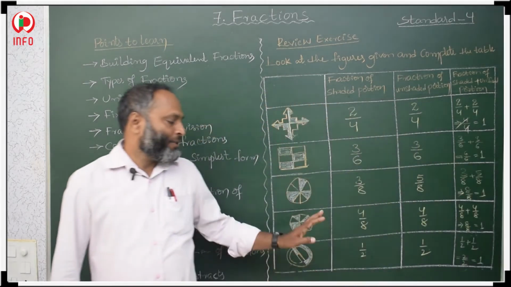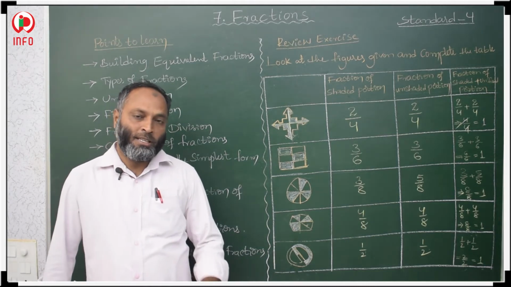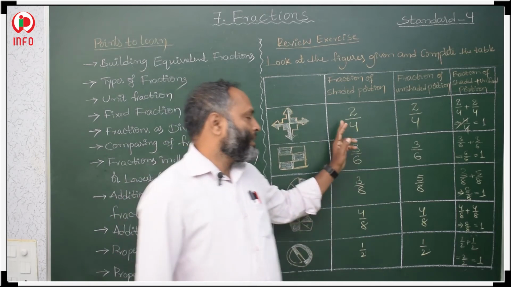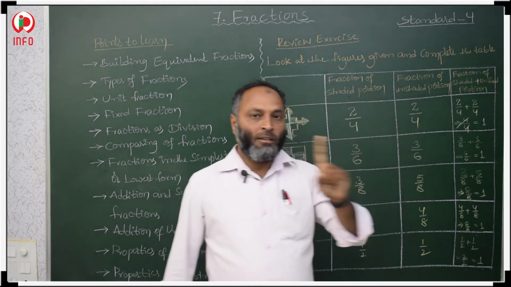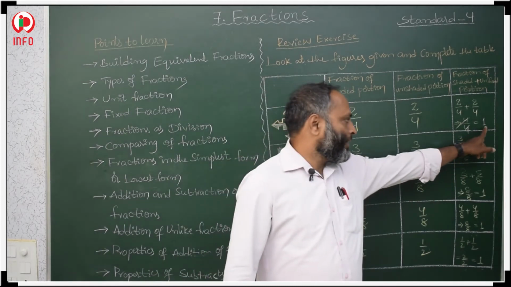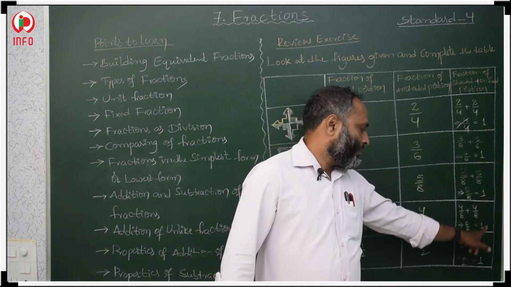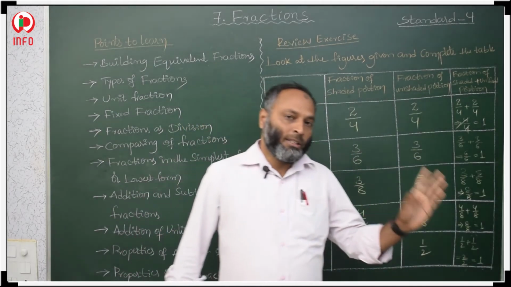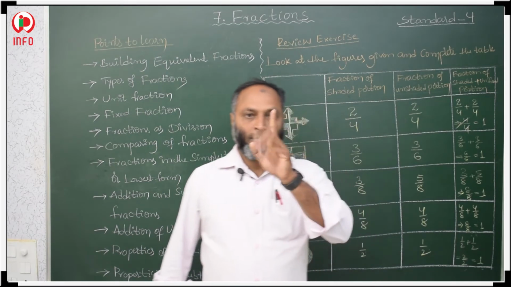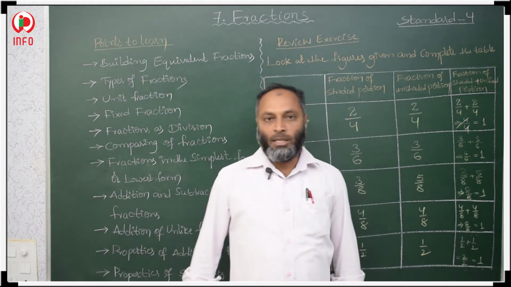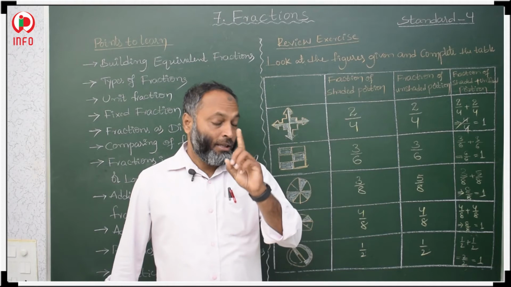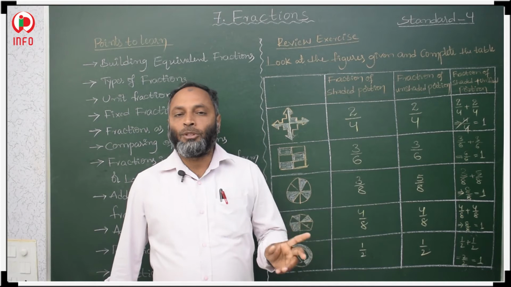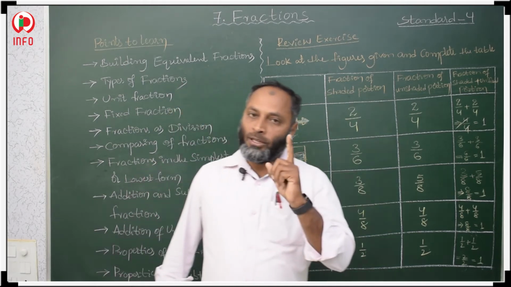So, in this way we have to do it. One more question is left, a similar question, that is your homework. Remember one thing: when we add the shaded and unshaded portions, the answer is always equal to 1. See here, in all the cases we got the answer 1. You have to remember this. The shaded portion plus the unshaded portion is always equal to 1.